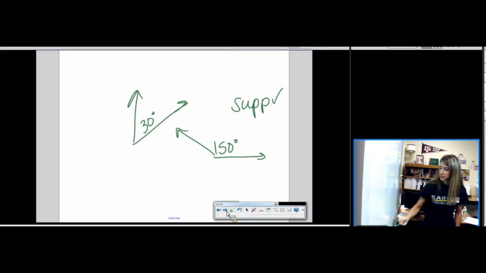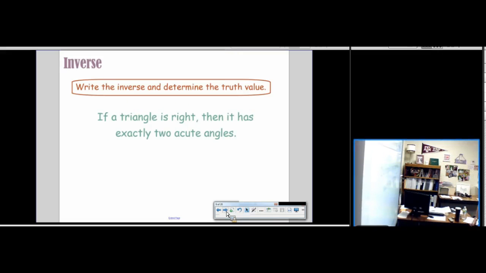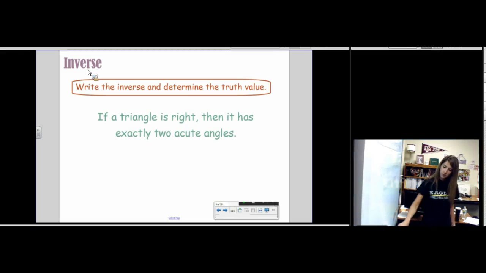Okay, Jonathan, close that book. Next sentence is on the board. If a triangle is right, then it has exactly two acute angles. Write the inverse of that. What's the new sentence? What's the inverse? Let's go. If. I'm not reading that one. Okay, I'll read.